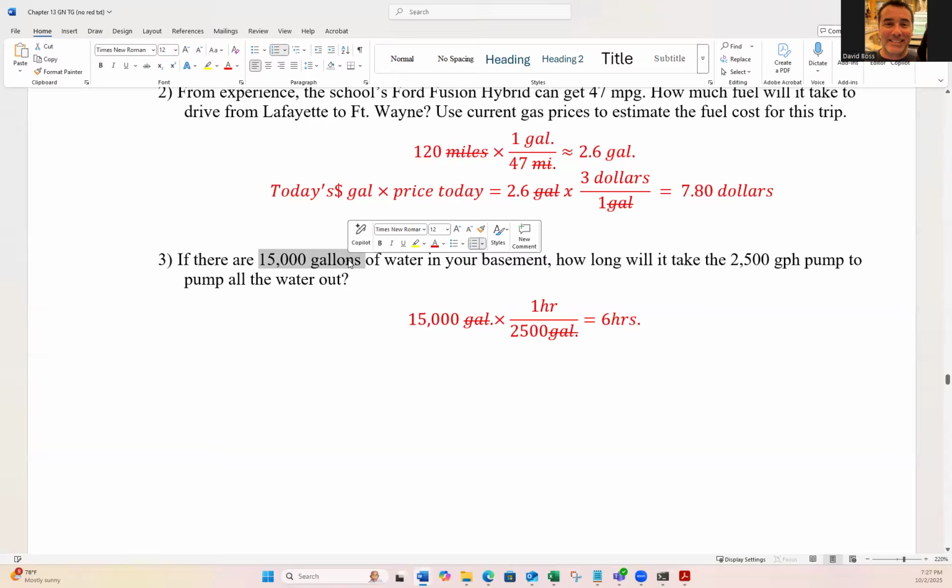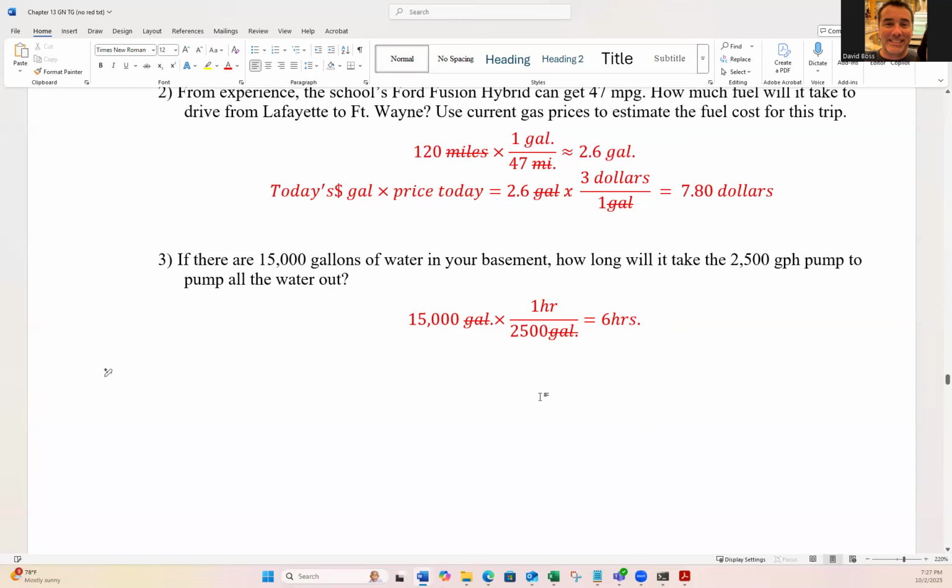So we want to be left with just hours. So we want time left. We want to get rid of the gallons. We just want hours. We want to know how many hours. So 15,000 times 1 hour divided by 2,500 equals about 6 hours. Exactly 6 hours, actually.